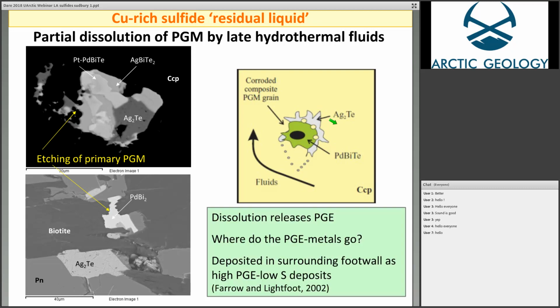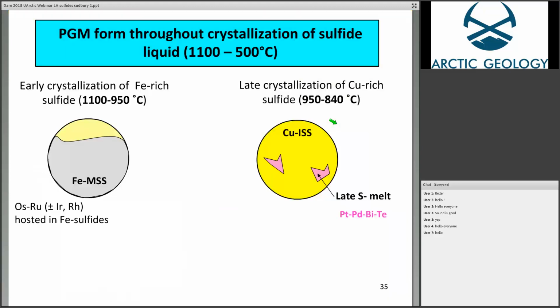So essentially this corroded texture I proposed was essentially of hydrothermal fluids passing through, partly dissolving the PGE minerals. So where do the PGE metals go? This is in the copper-rich footwall deposits. I think that these PGEs probably then get dispersed into the surrounding footwall, forming the high platinum group element, low sulfide deposits that I mentioned at the start.